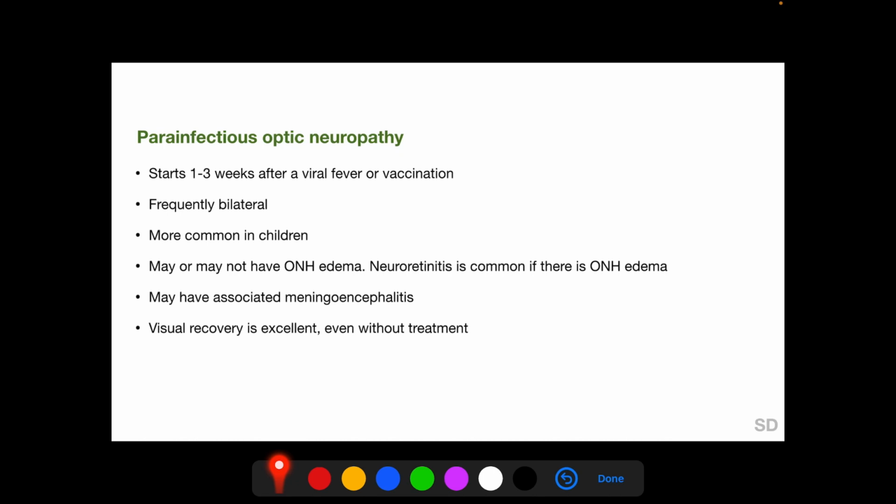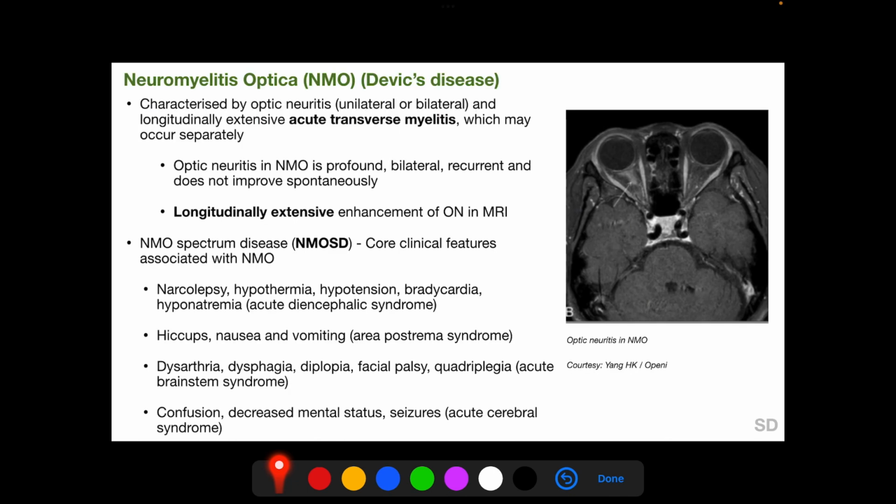Para-infectious optic neuropathy starts 1 to 3 weeks after a viral fever or vaccination. They are frequently bilateral, more common in children, and may or may not have ONH edema. They may also have neuroretinitis if there is ONH edema. They also may have associated meningoencephalitis, and visual recovery is excellent even without treatment.